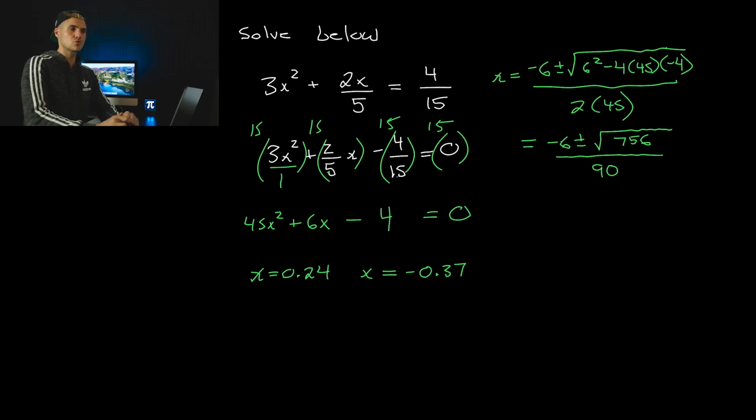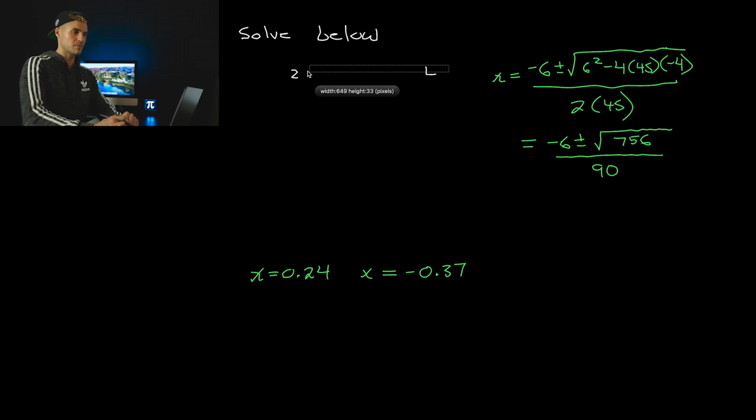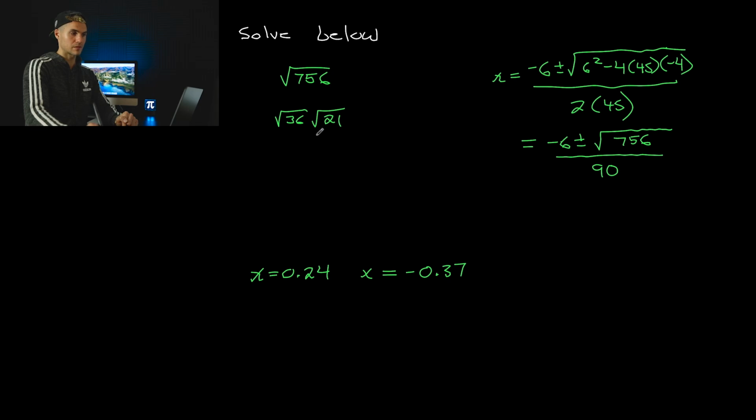However, if they want you to simplify this with exact values, if that's what they require, we've got to see: does the root 756 simplify this radical here? And I think it does. We could divide it by 4. We could also divide it by 36, which is a rootable number. So we could say root 36, root 21, right? 756 divided by 36 is 21, and so that would be 6 root 21.